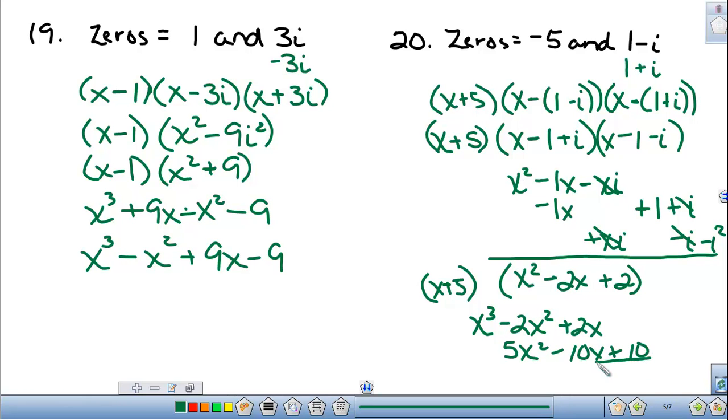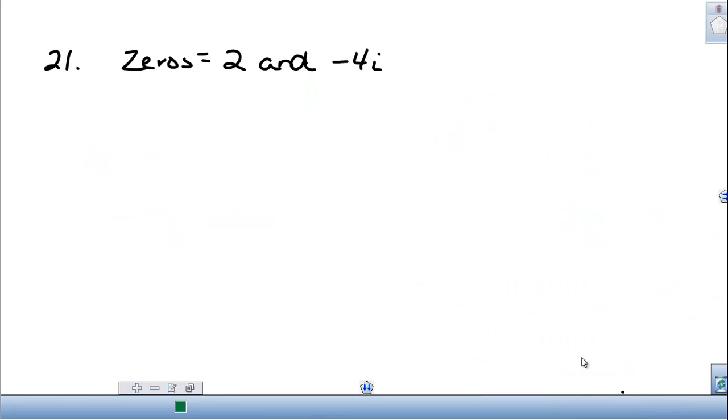And now if we add these two lines together, we'll have our final answer. And that'll be x cubed plus 3x squared minus 8x plus 10. And that should be the answer to question number 20. Let's see if we have time for one more. Number 21, a little bit easier than number 20 actually.